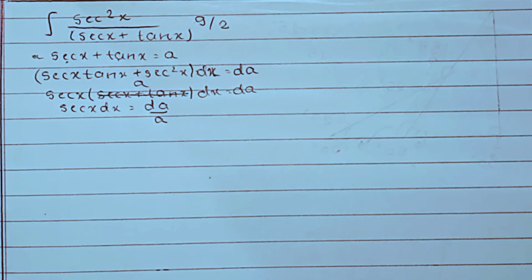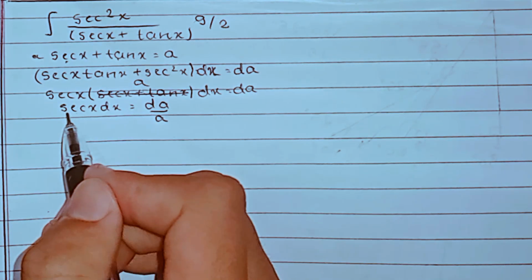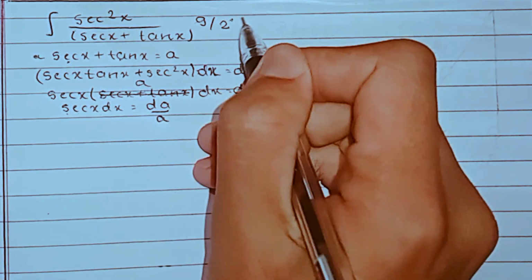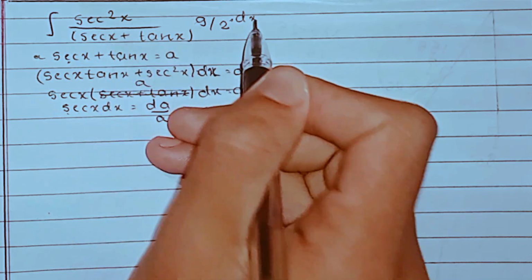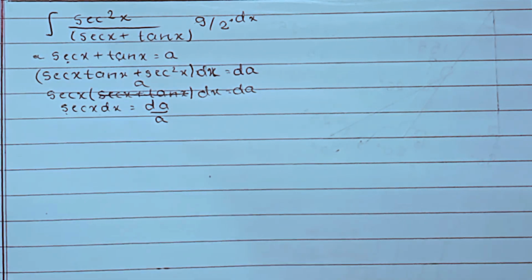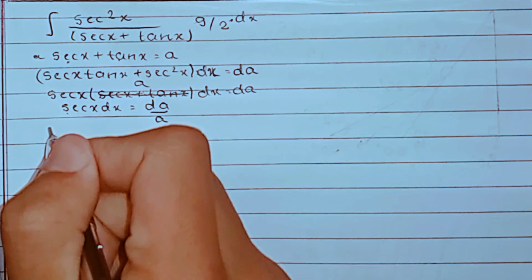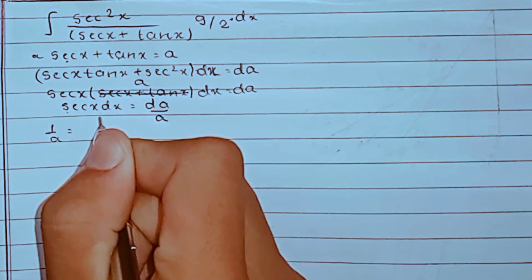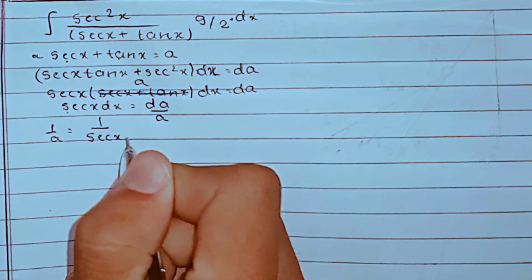Now for the other part, let me explain. We have sec x dx, sec x dx. So one of the sec x is completed. Now let's find the next sec x, because we have two sec x here. So let's use the reciprocal. 1 by A is equal to 1 by (sec x + tan x).